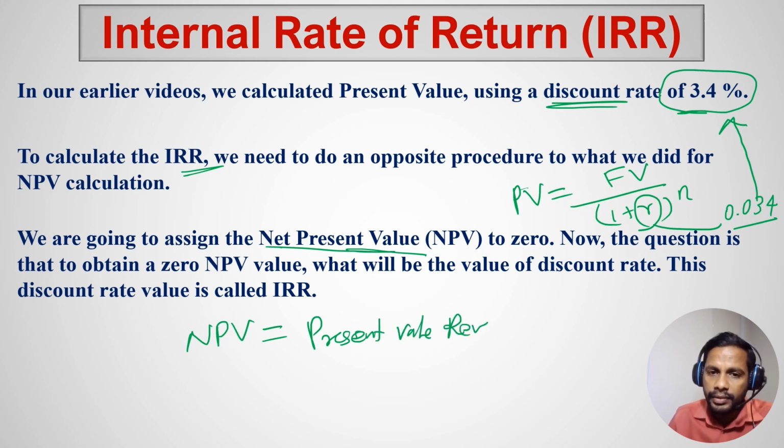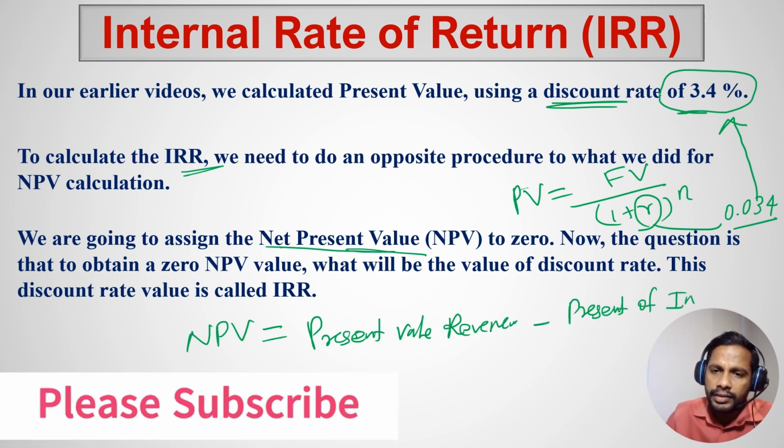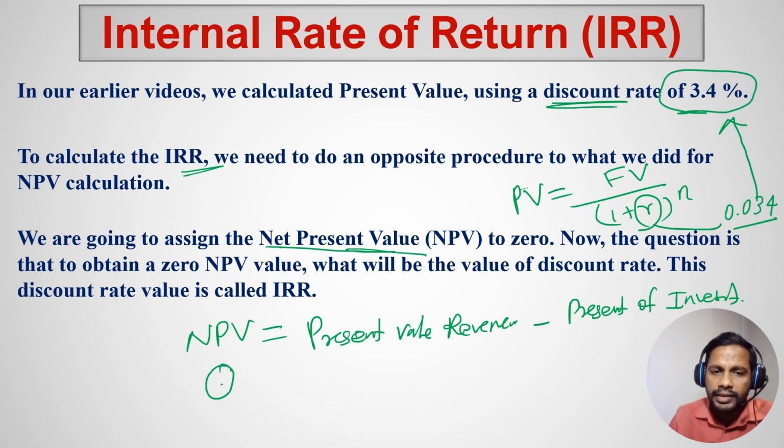So NPV equals present value of revenue minus present value of investment, or net present value, because if you add more revenue we can tell the net present value. Now what does the procedure mean? We are going to make NPV 0, and to get this 0 NPV, what is the R? So it's reverse.